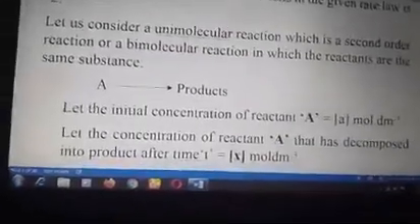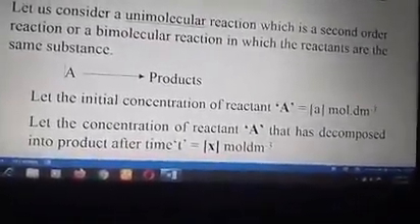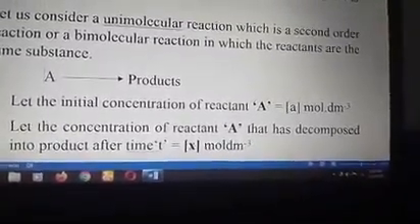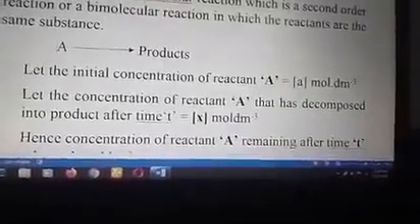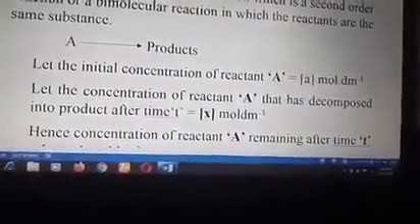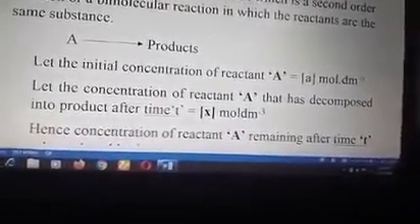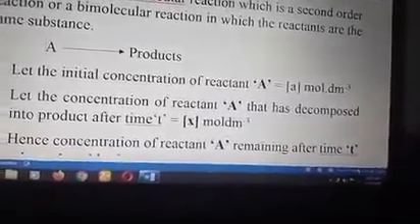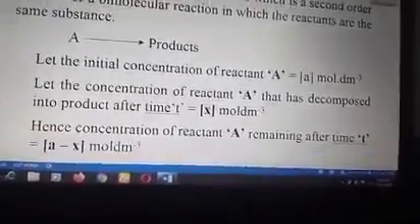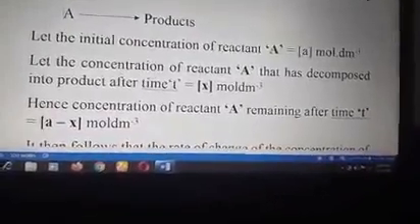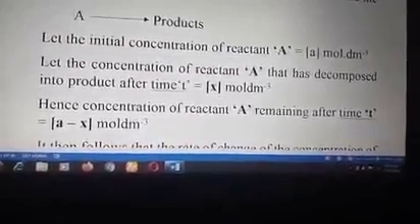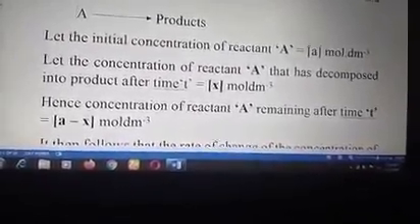So we say let the initial concentration of reactant A be equal to [a] mole per dm³. Let the concentration of reactant A that has decomposed into product after time t be equal to [x] mole per dm³. So a represents the initial amount of A present, and x represents the amount of A that has changed to product after some time. Hence, the concentration of reactant A remaining after time t becomes a minus x, that is the initial minus what had decomposed.